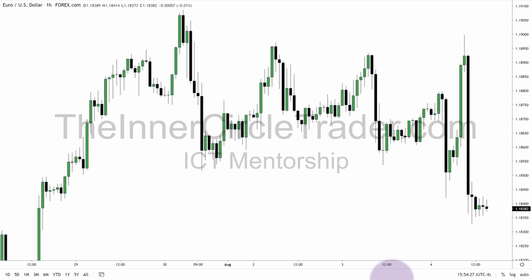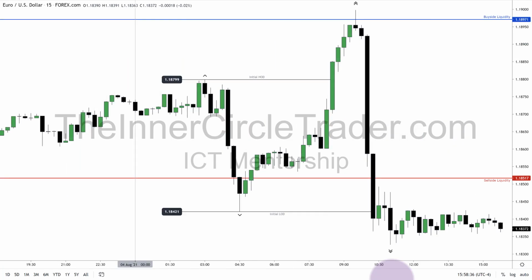So euro dollar hourly chart. You can see how we've had a buy side liquidity pool swept and then a sell side liquidity pool attacked. So with these levels in mind, we're going to drop down to a lower time frame chart. All right, so here's the 15-minute time frame.